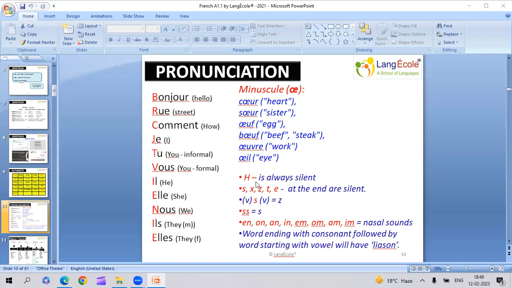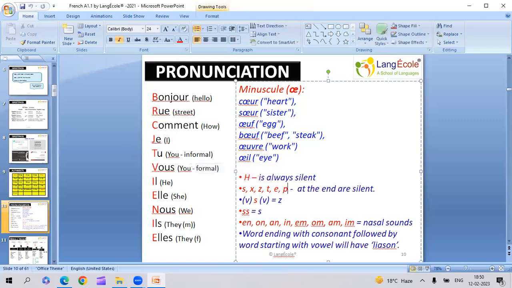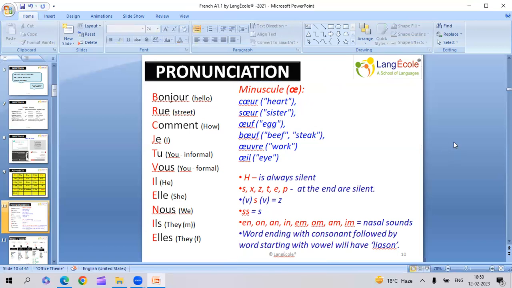What we have noted here: you have already learned H is silent anywhere in the word. Then if S, X, Z, T, E, even P, even all these alphabets come at the end, you will find that they are all acting as silent alphabets, if it is coming at the end of any word.